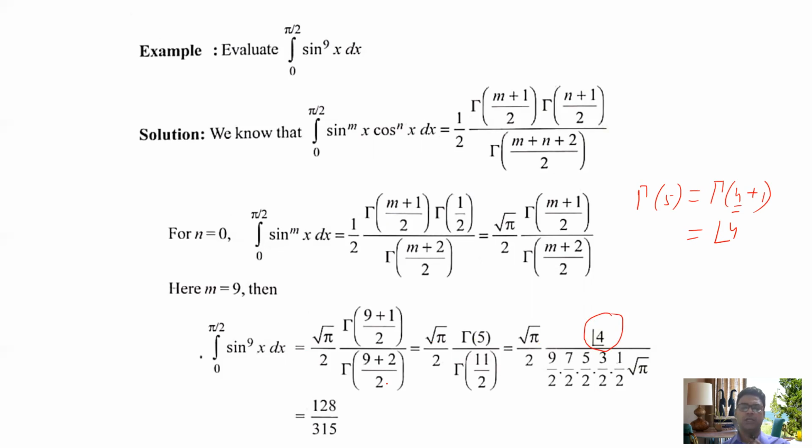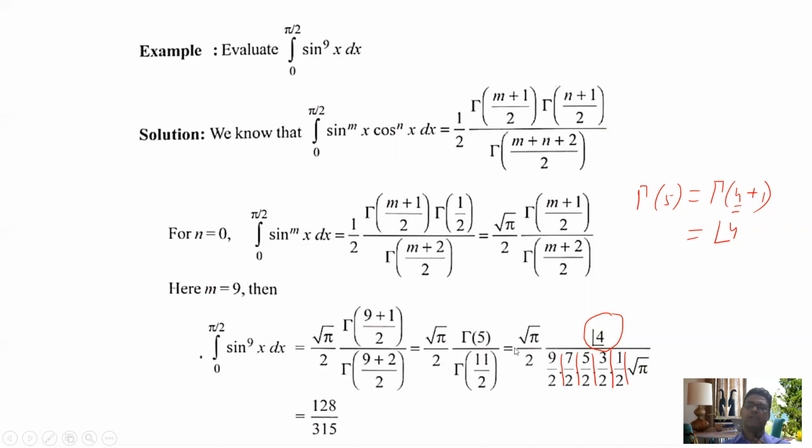Okay, similarly you have 11 by 2. So from 11 by 2, take 1 less, that is 9 by 2, 7 by 2, 5 by 2, 3 by 2, and it will continue alternately. Just to check, first 2 less than 11 by 2, you should start from 9 by 2, 7 by 2, 5 by 2, 3 by 2, half and root 5. You have to write this down.